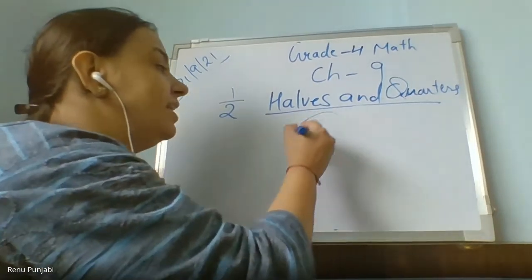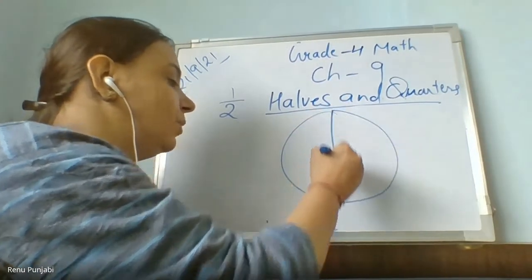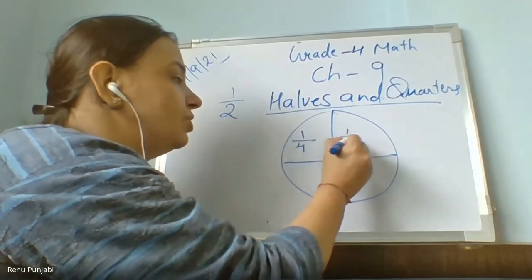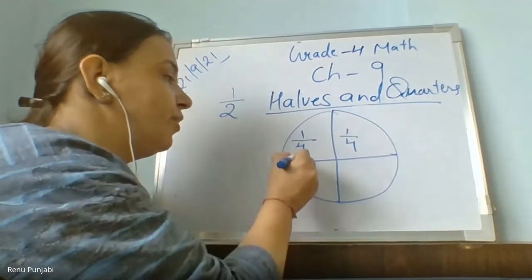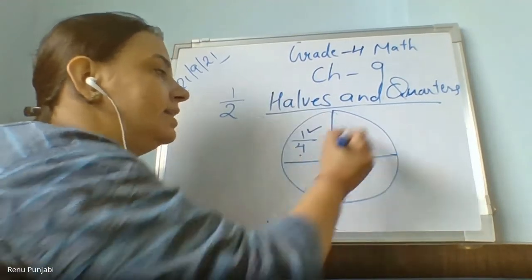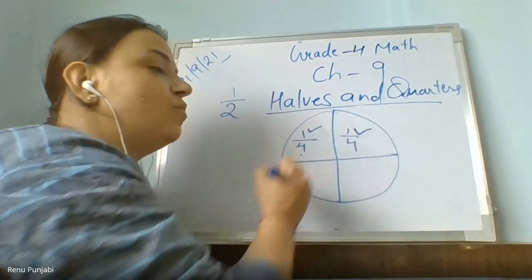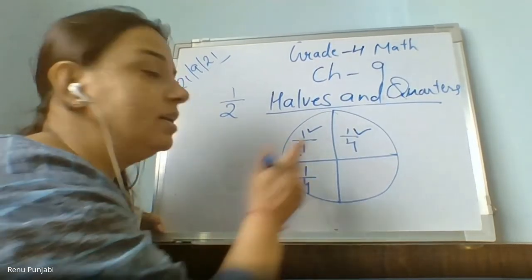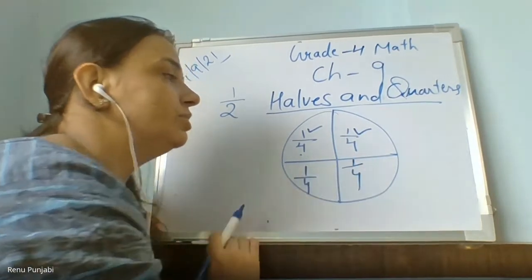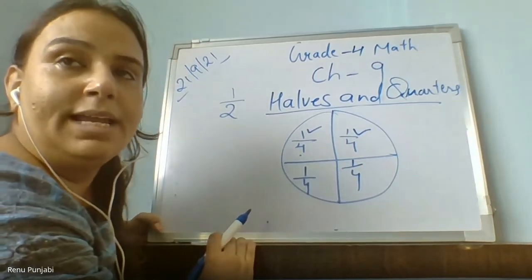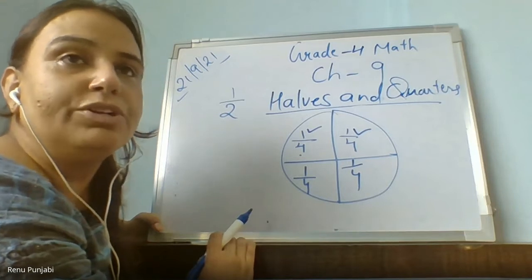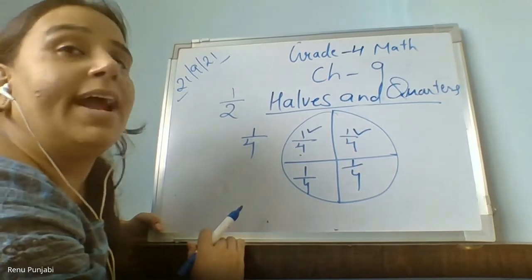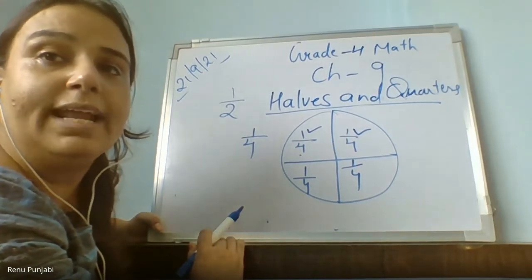Quarter means when you are dividing something into 4 equal parts. Each part is 1/4 because out of total 4 parts, this is 1 part. Out of total 4 parts, this is also 1 part. For example, in a party, there are 4 persons who are going to divide this cake. Each one will get 1 upon 4. When you are dividing something by 4, you will get the quarter.